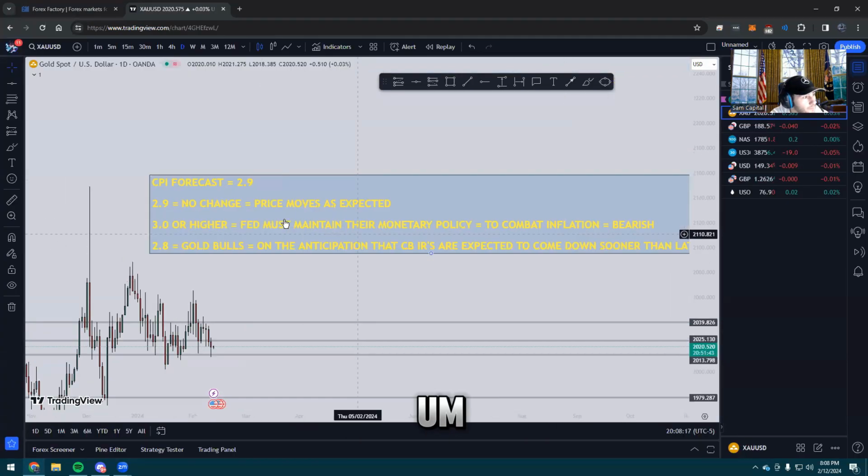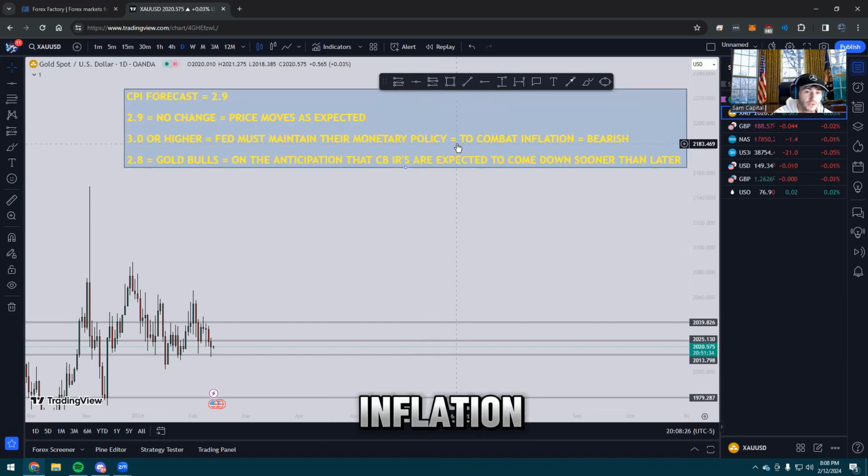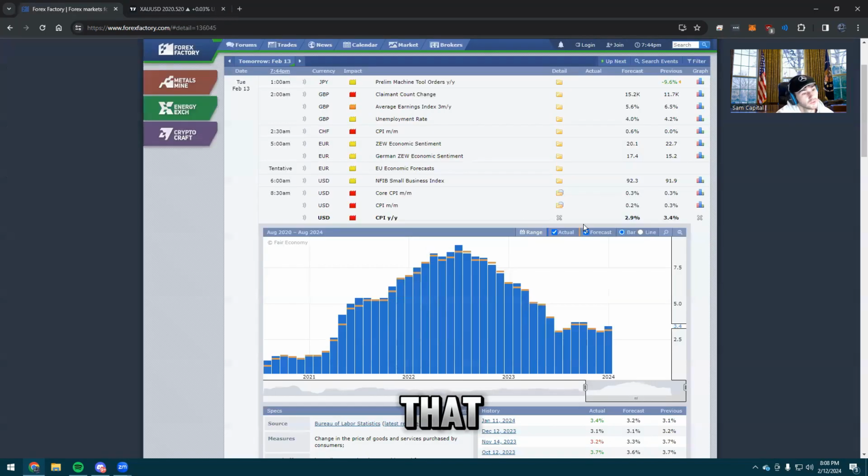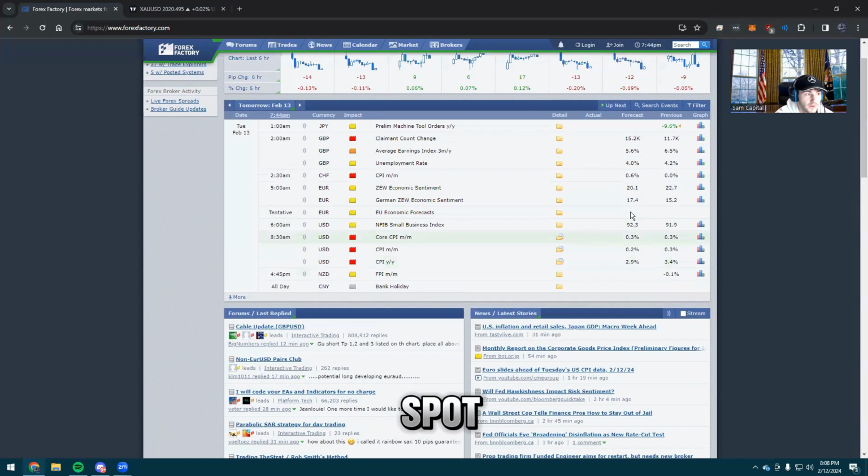Because the Fed is going to maintain its monetary policy of keeping the rates higher for longer, obviously to combat inflation, bringing bears. And that is as far as Forex Factory goes. Also, they haven't done anything. They haven't hiked the rates. We're in a spot right now where we're maintaining, because they don't want to hike the rates too much and put us into a recession. But at the same time, they don't want to cut them too soon and see inflation resurge back up to the highs. This is what the economy is challenged with right now.